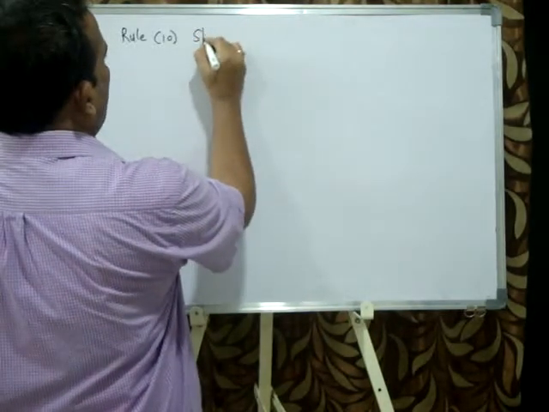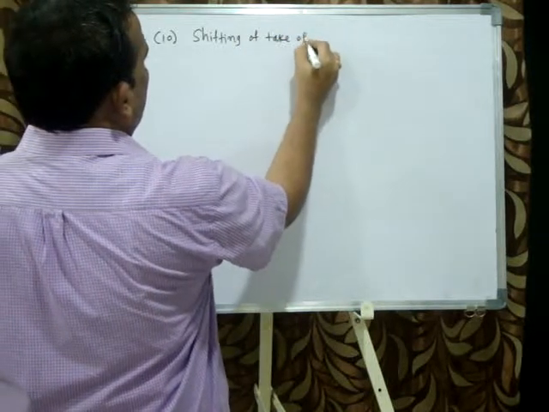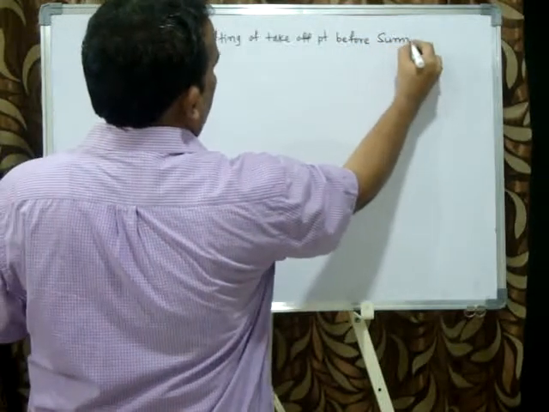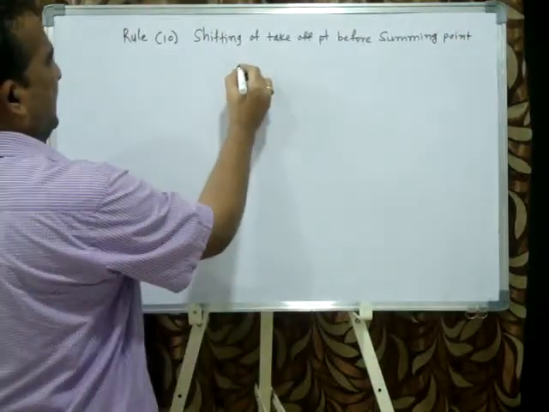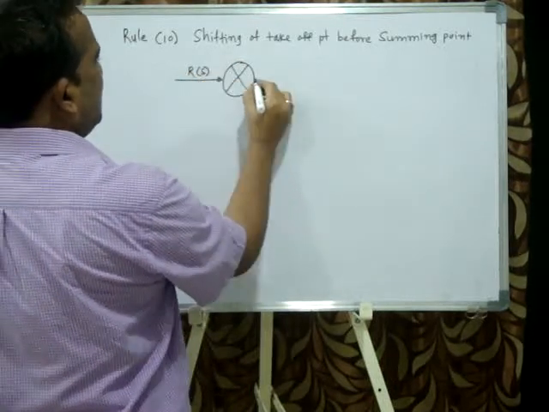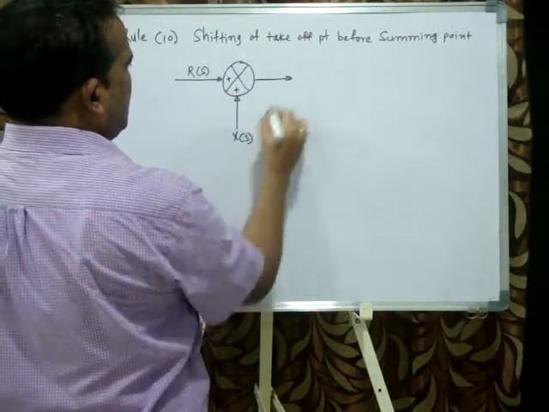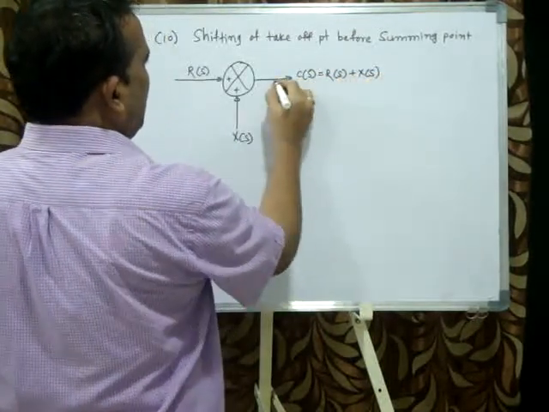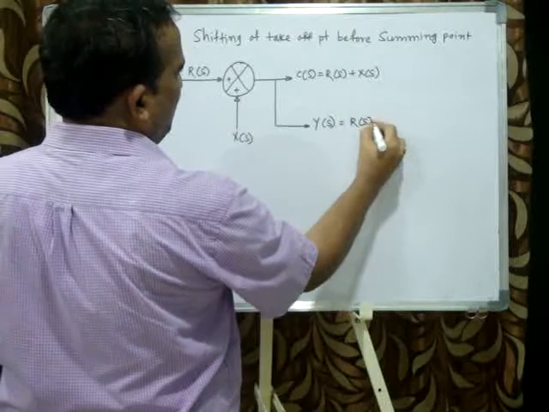Now shifting of take off point before summing point. Now I'll take here R of S, here plus X of S, R of S plus X of S, and here that is Y of S is equal to R of S plus X of S.